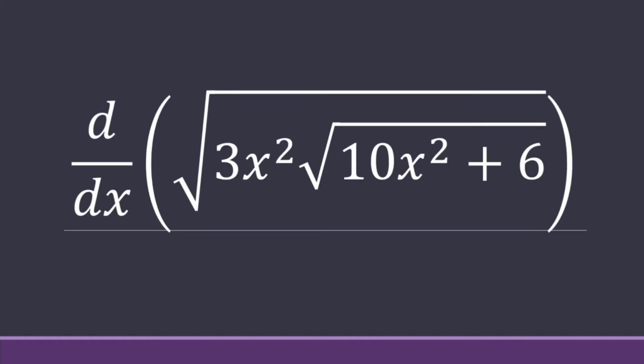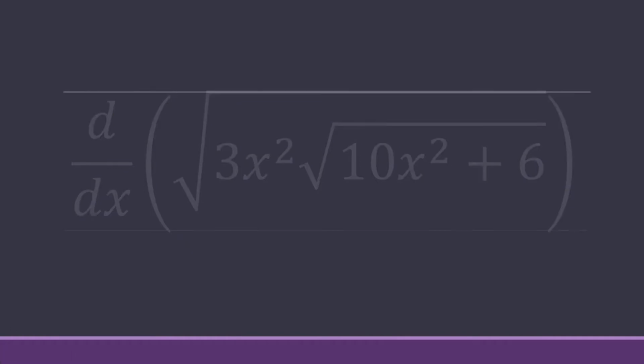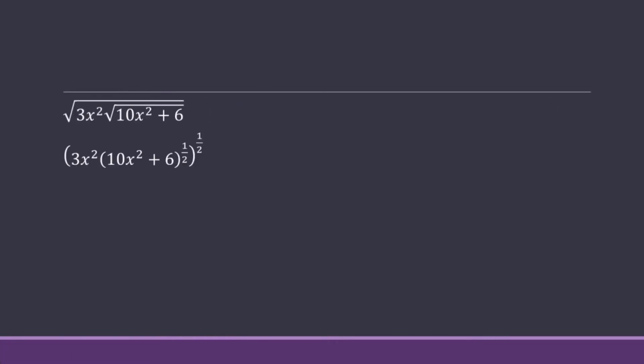In this video, we want to find the derivative of the square root of 3x squared times the square root of 10x squared plus 6. The first thing we're going to do is replace the square roots with the exponent of 1/2. There's two square roots, so we should have two exponents that are 1/2.